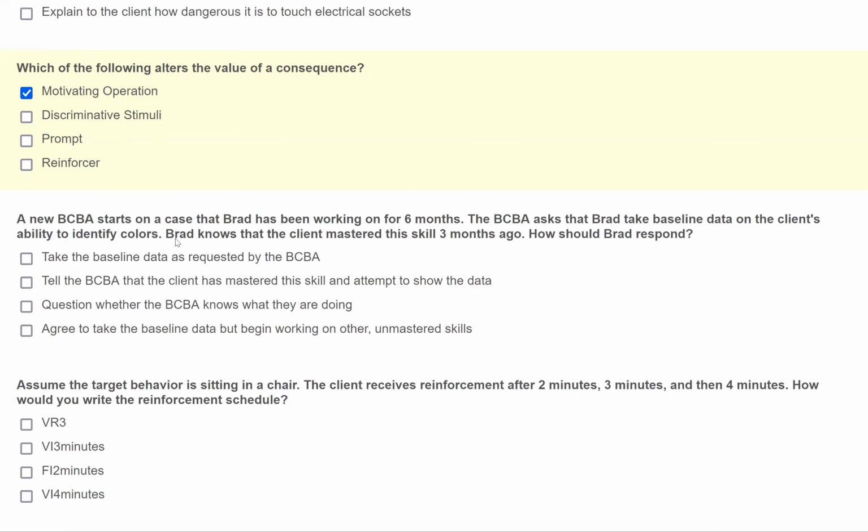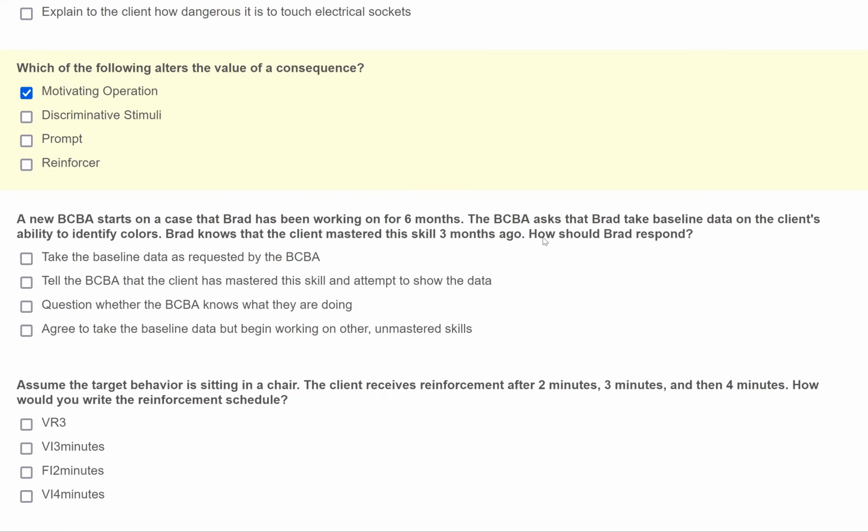In this case, a new BCBA starts on this case. They ask Brad to take baseline data on the client's ability to identify colors, but Brad, the RBT, knows they mastered this skill 3 months ago. What should Brad do in this situation? How should he respond? A, take the baseline data as requested by the BCBA. Okay, maybe, but what if the BCBA isn't even aware that they mastered this skill? Do you think the BCBA is going to want to waste time? Potentially, maybe the BCBA is genuinely curious about this baseline data, but Brad needs to at least bring it to their attention before we start spending time and resources on this intervention, okay?